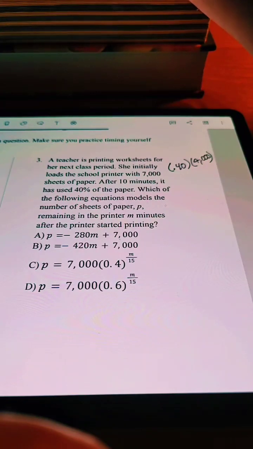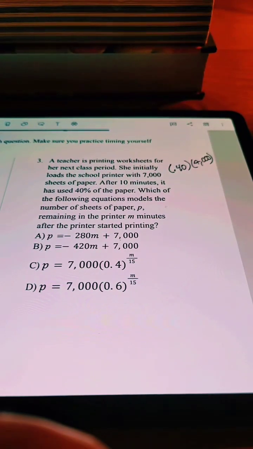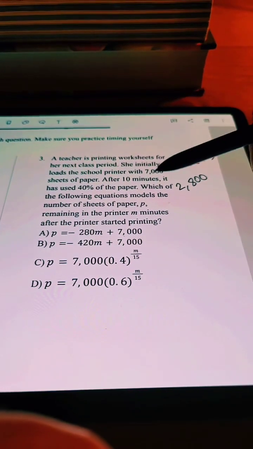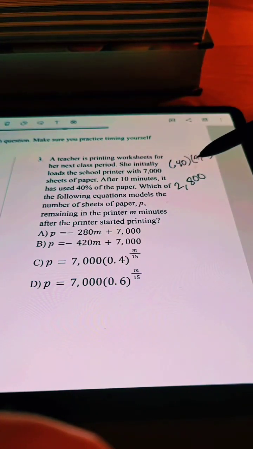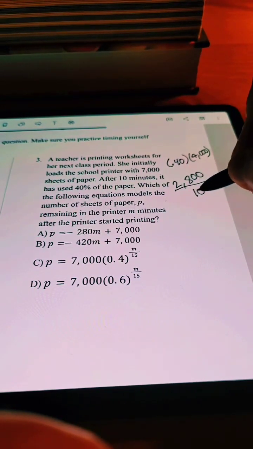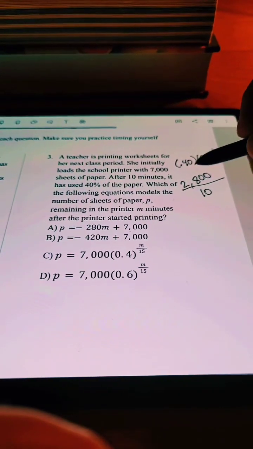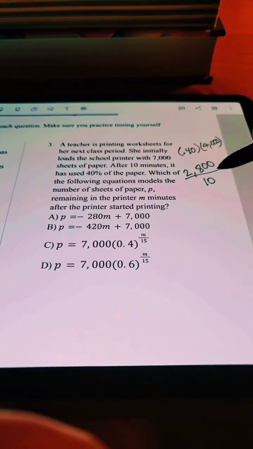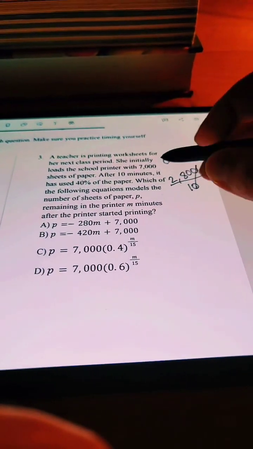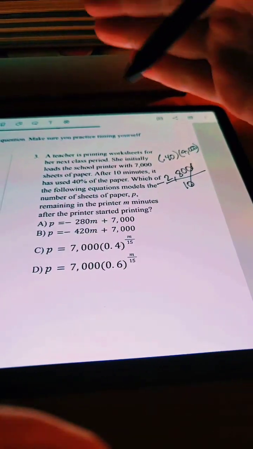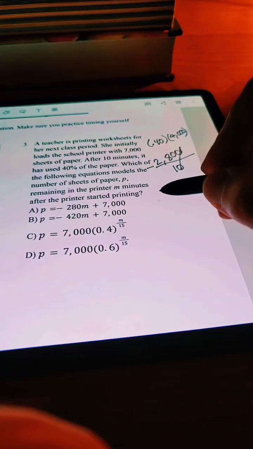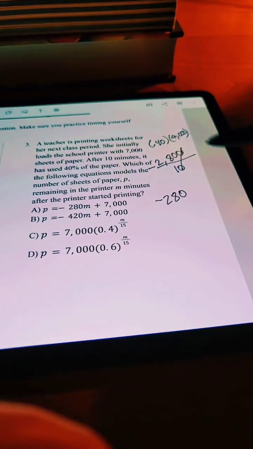So 7,000 times 0.4 is going to be 2,800. And that happens over the course of 10 minutes. So then we have to divide that by the 10 minutes, because we want how it's changing for every minute for our slope, and that's the change over 10 minutes. So then we could cross out a 0 on top for a 0 on bottom. And remember, it's going down, so it's negative. We're using the paper, so the number of sheets of paper is decreasing. So we should have a negative slope. So the slope should be negative 280.